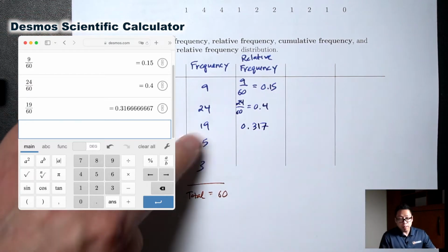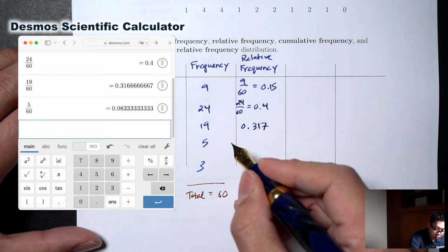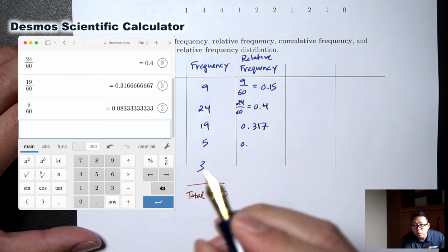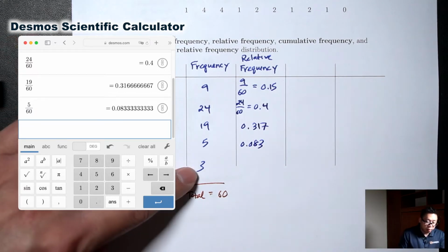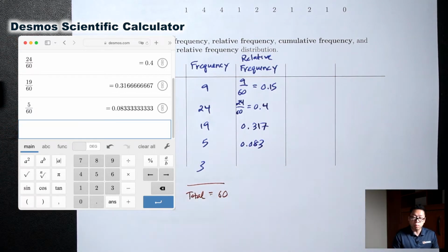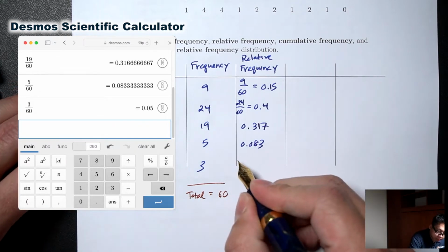Next up, 5 divided by 60. Round this to 3 decimal places. This is 0.083. And then finally, 3 divided by the total number of people. 0.05.